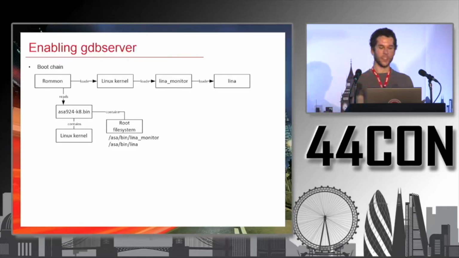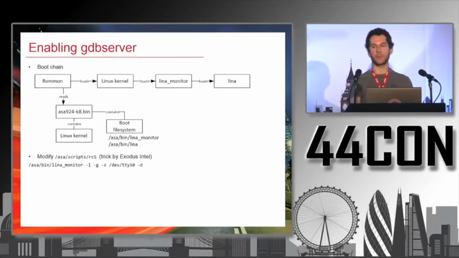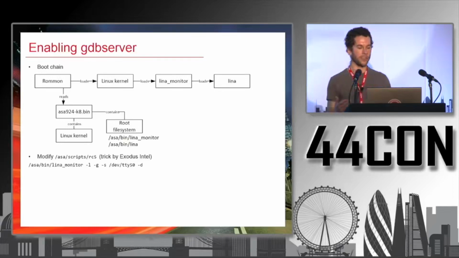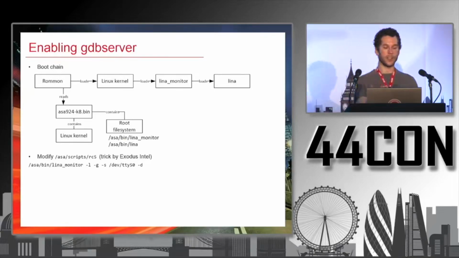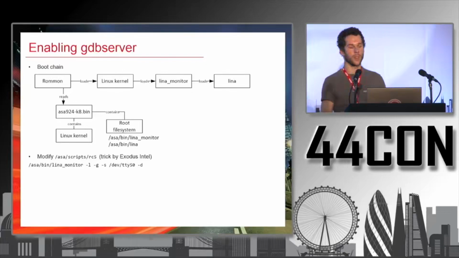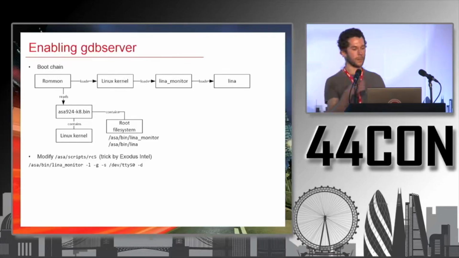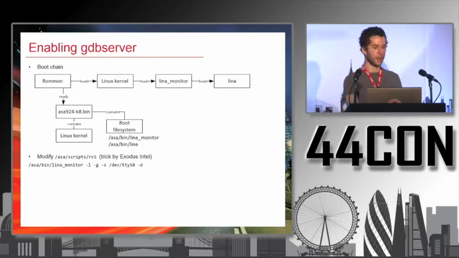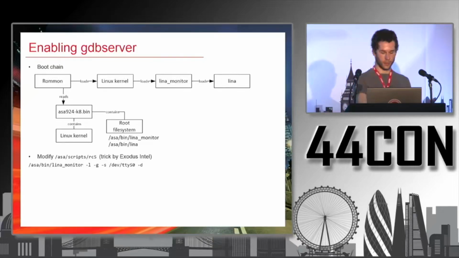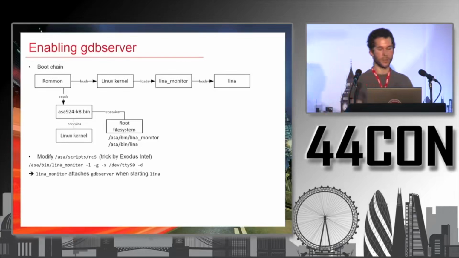That's the way it works. And if you reverse engineer LINA monitor, you'll figure out that it accepts specific flags, like -L, -G to say debug, -S to provide the serial ports, and -D to get more debugging output. LINA monitor is loaded using a specific script, and you can modify the script to provide these flags and actually enable debugging at boot. This is something Exodus Intel found out, so thanks to them for providing this. The way it works is LINA monitor attaches a GDB server to LINA.